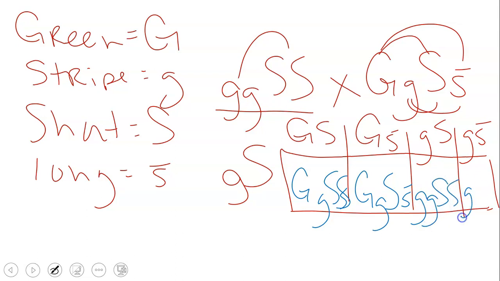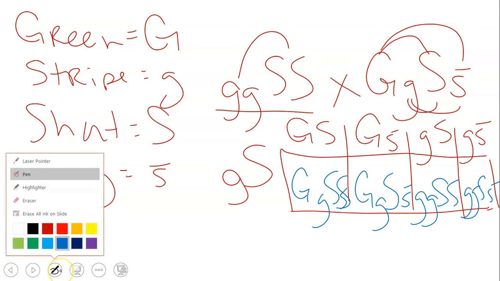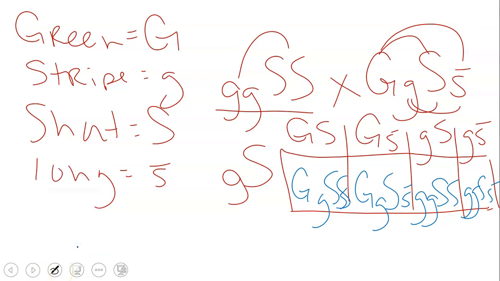And the last one is little g, big S, little s. Okay, so now it says, what phenotypes would this cross produce? So let's see. We'll use dark blue. So this is going to be green and short. This one will also be green and short. Okay, so we've got 2 that are green and short.